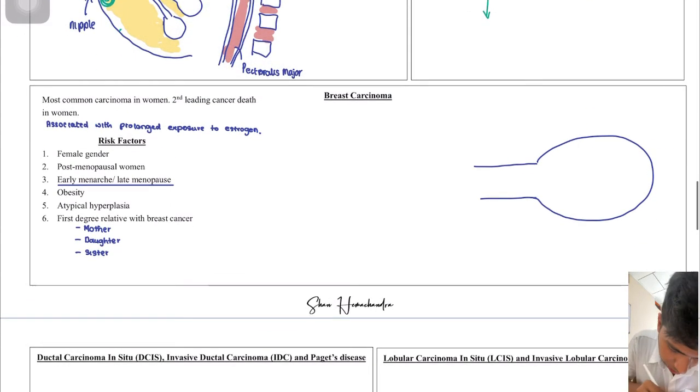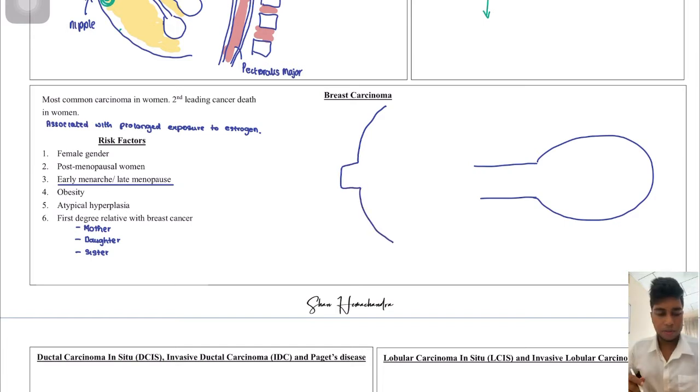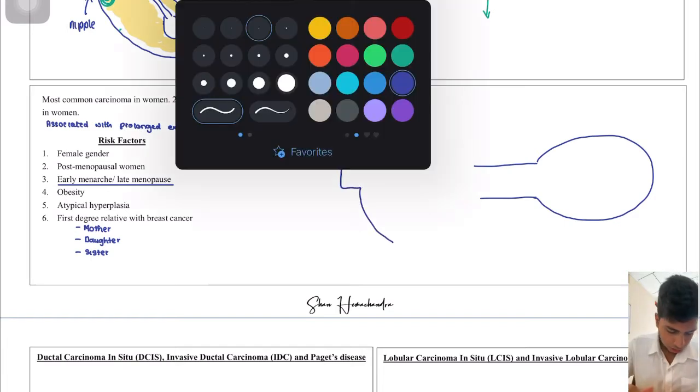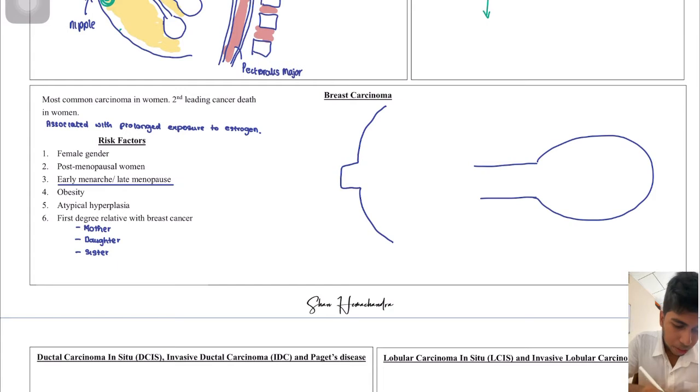Okay, so first I want to draw the outline. Okay, first of all, we can get a carcinoma in the ducts. Okay, give me a second. Ductal carcinoma in situ. What does that mean? Here is the basement membrane. It does not penetrate into the basement membrane. So the first type of carcinoma is called ductal carcinoma in situ.